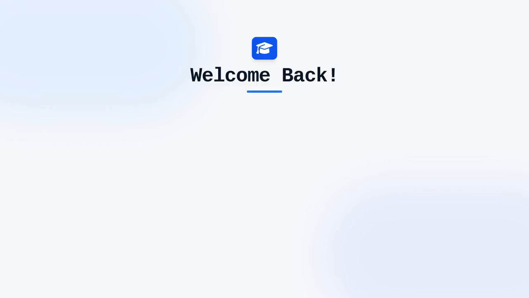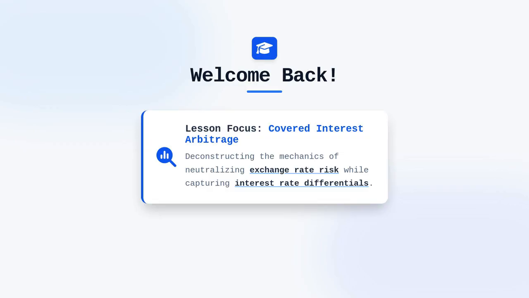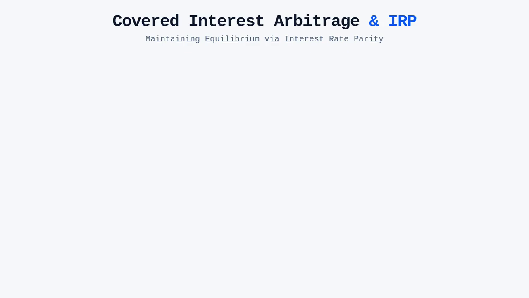Welcome back. In this lesson, we will deconstruct the mechanics of covered interest arbitrage to see how market participants neutralize exchange rate risk while capturing interest rate differentials. Covered interest arbitrage is not a speculative activity, but rather a mechanism that keeps international financial markets in equilibrium by enforcing the principle of interest rate parity.